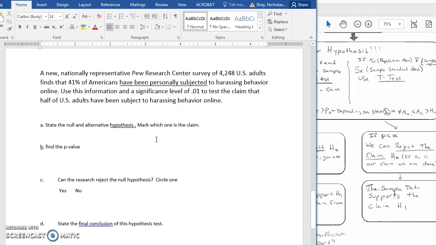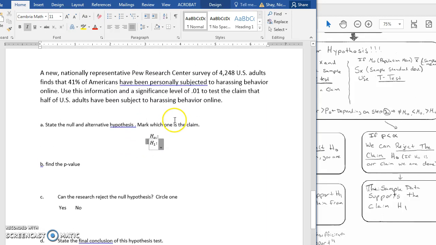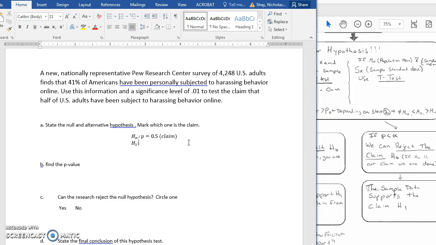So when I see half, I know that this is going to be a proportion test. So we're going to need to do some things to get ourselves set up. First is to find the null and alternative hypothesis. The null hypothesis says that half of U.S. adults, right? It's not claiming more than or less than. It's claiming exactly half. So P is equal to 0.5, and that's what we're going to mark as our claim.